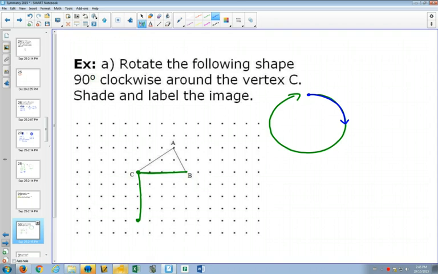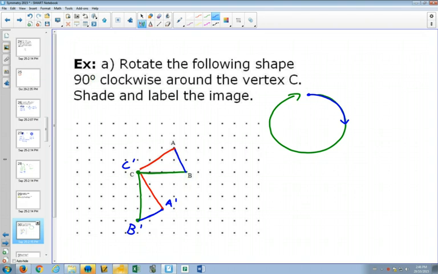Now, this line here, when it gets rotated 90 degrees, is going to end up being over here. And this line here is going to end up being right there. Now, when we label our new shape, we label the new points. This was B. We label it with a B with a little dash because that's the new B. Where did A go? A went to this little point, and C stayed the same, so you can label it with a C with a little dash as well.